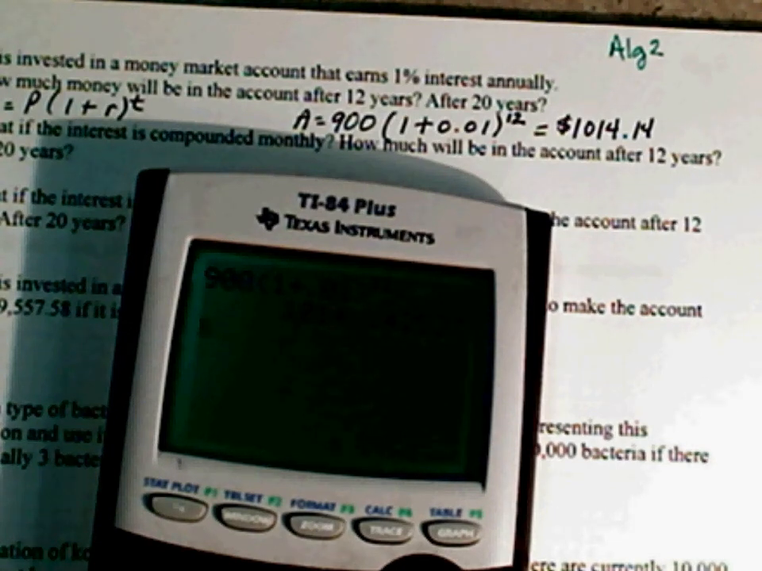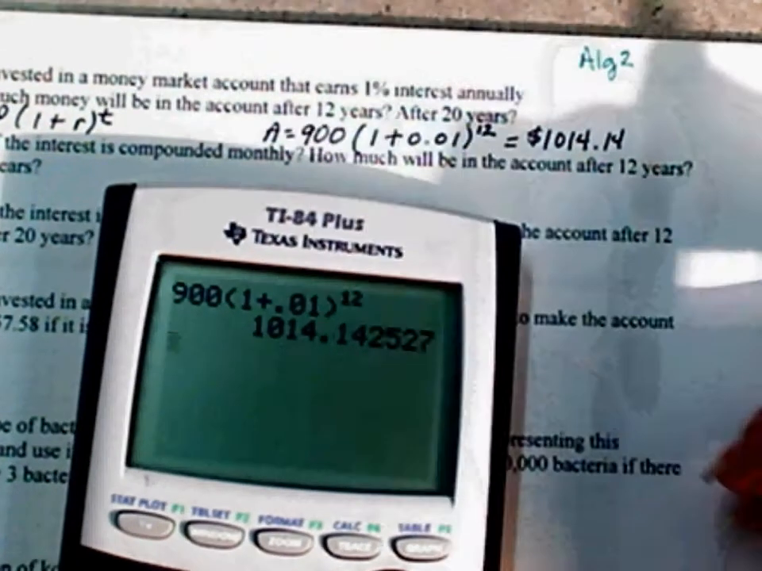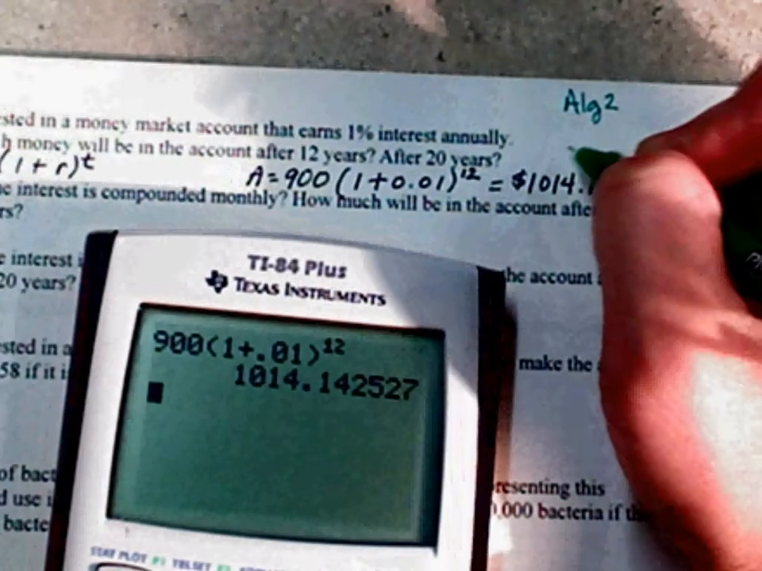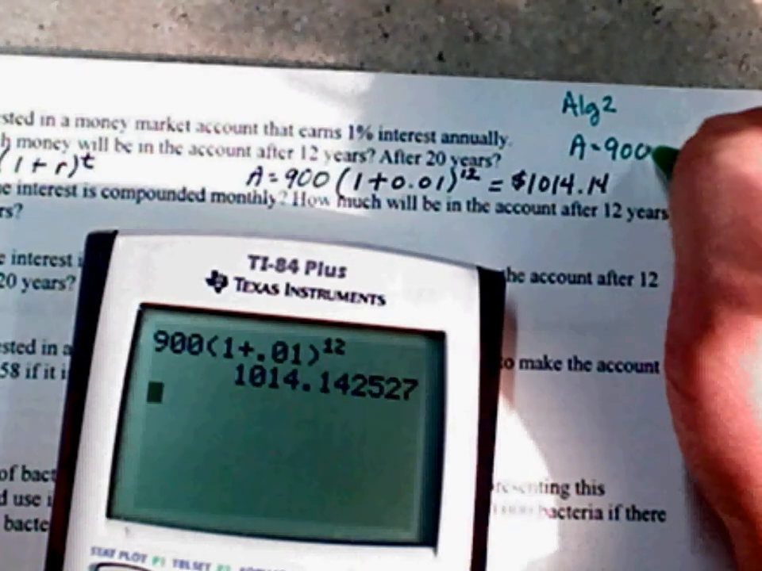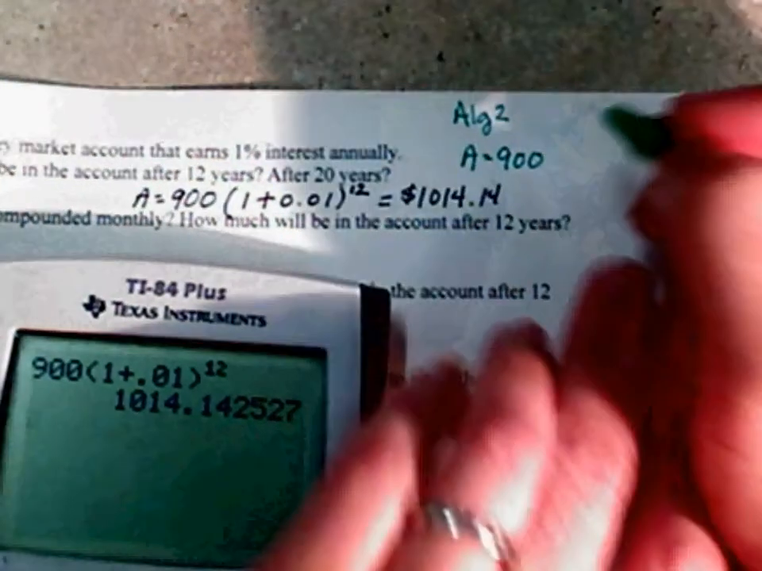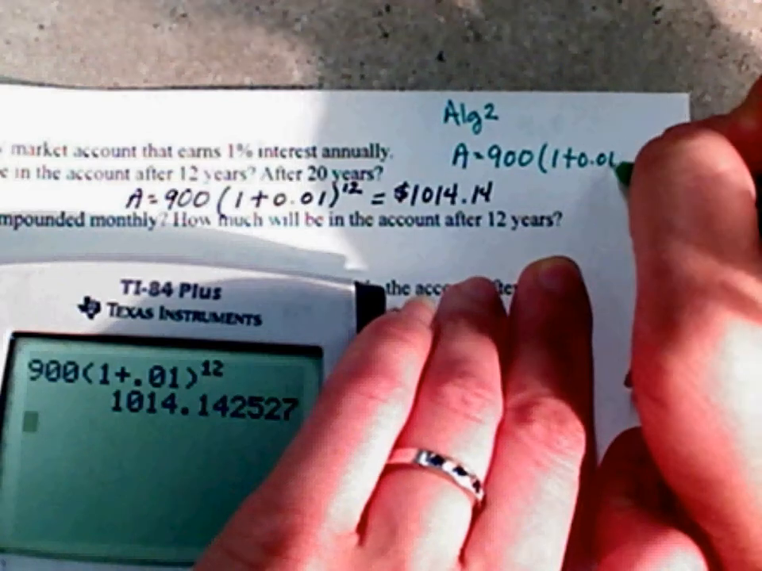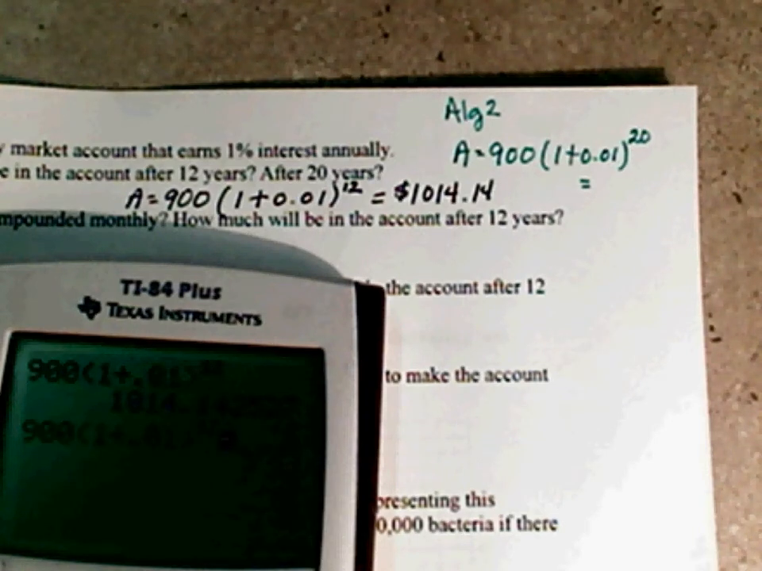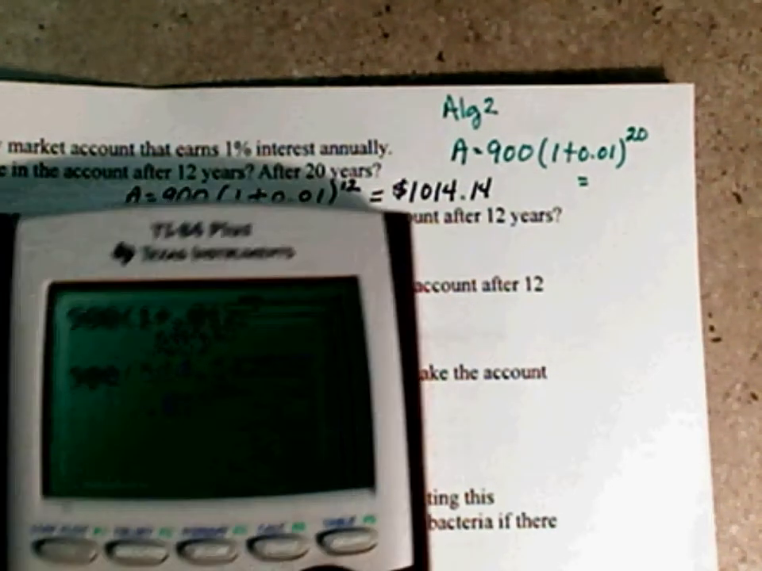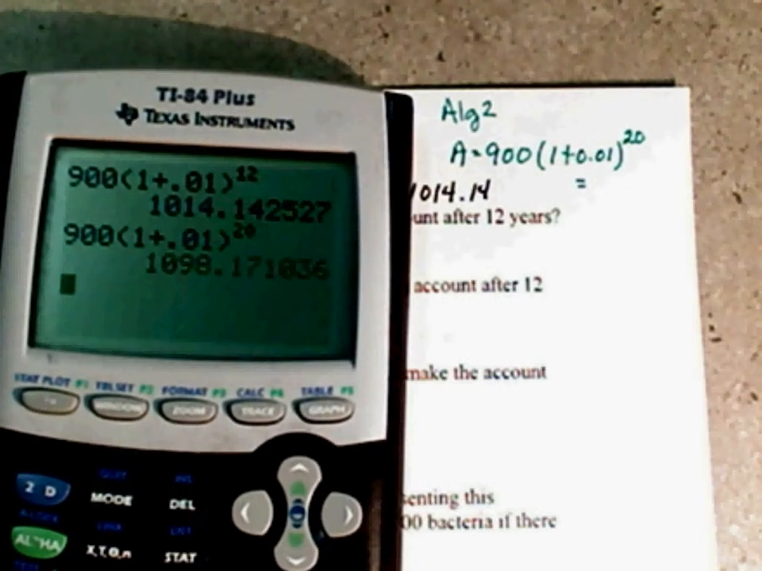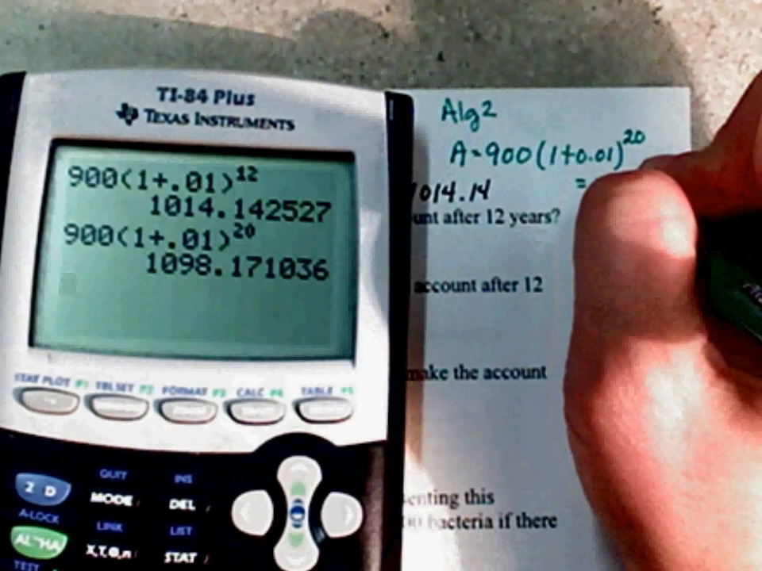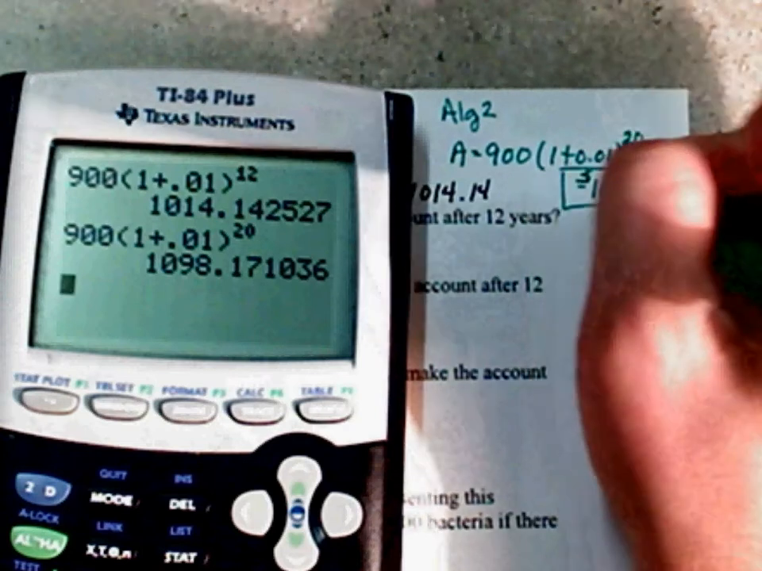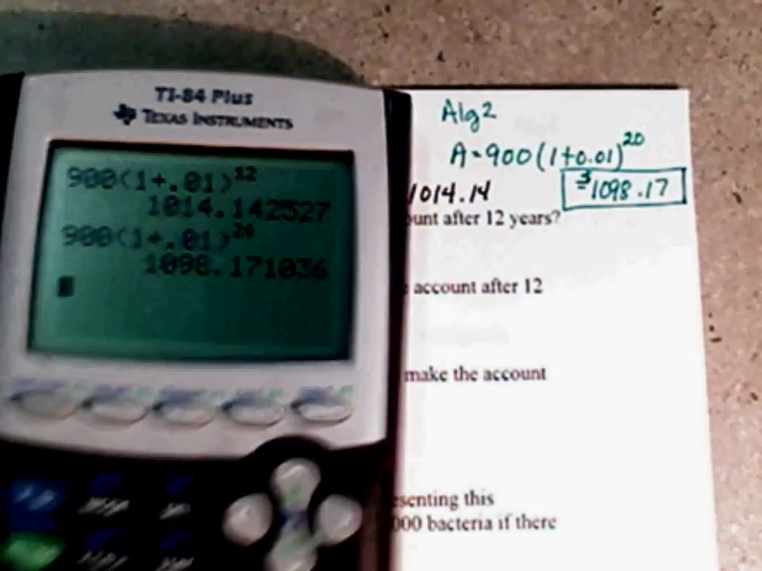All right. The second question says 20 years. Do you do the same thing except instead of 12 you put 20, okay? So for 20 years, you put 900, 1 plus 0.01 and raise that to a 20. So I'm going to do the same thing. Instead of 12, I'm going to put 20. You guys see that right there? And that will be $1,098.17. Don't forget your dollar sign. Okay? Any questions?